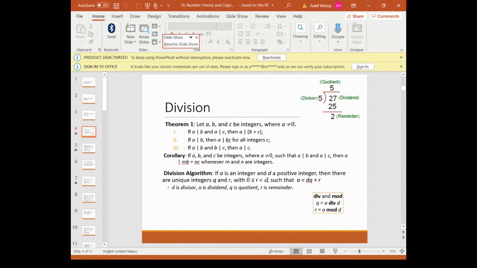So we have three cases here. In the first case, if A divides B and A divides C, then A will divide B plus C. In the second case, if A divides B, then A will divide B times C. And in the third case, if A divides B and B divides C, then A will divide C.